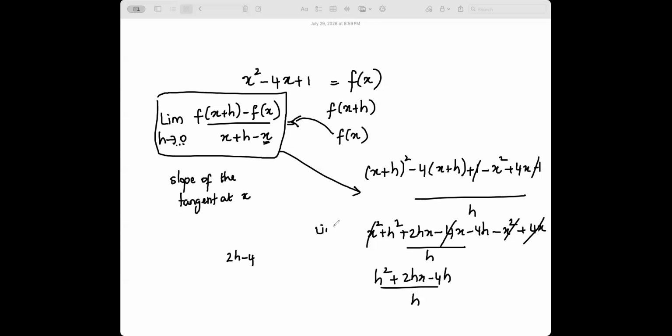But don't forget the limit h tending to 0. I can take limit h tending to 0. Can take h as common. It becomes h plus 2x minus 4 divided by h. When h is tending to 0, substitute that, you get 2x minus 4.